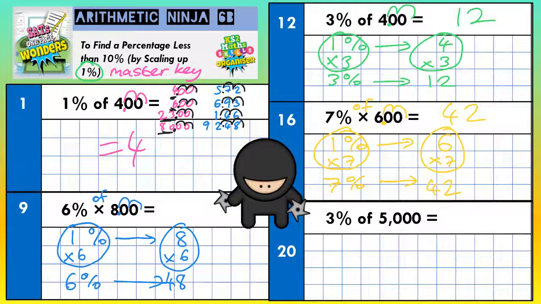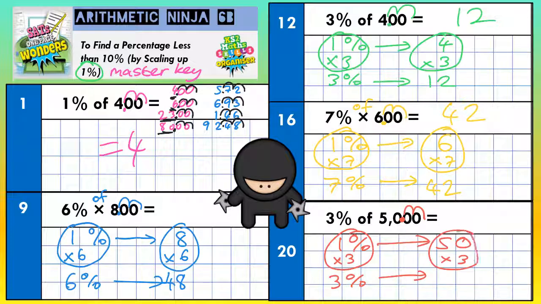Final question, 3% of 5,000. Well, 1%, again, move your decimal point 2 places in. So go to the end of the number and go 1, 2. That's 50.00, so in other words, 50. But we don't want 1%, we want 3%. So we're going to times that by 3, and that will give us our 3%. So we need to times the 50 by 3. 3 lots of nothing is nothing. 3 lots of 5 is 15. So the final answer is 150. 3% of 5,000 is 150.